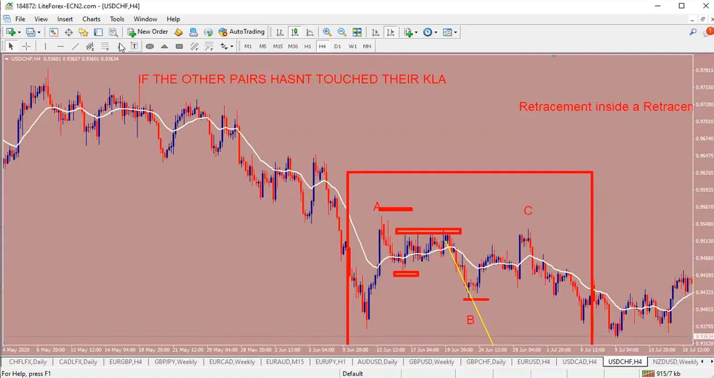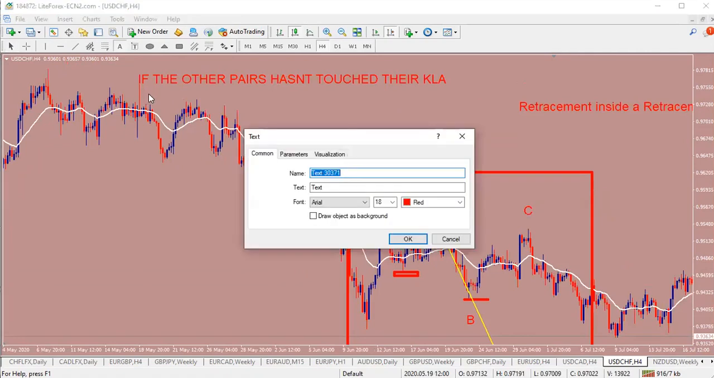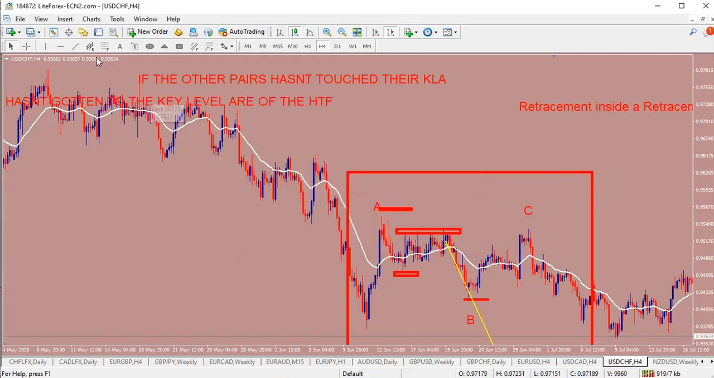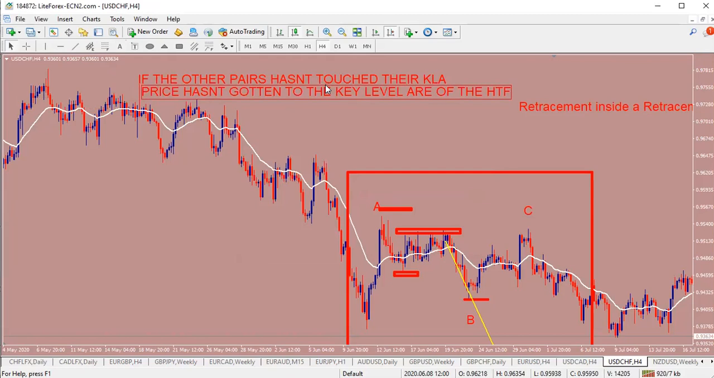Now, the second scenario is this. Price has not gotten to the key level area of the higher time frame. Now, if price has not gotten to the key level area of the higher time frame, that means if the key level area is this particular zone here on the higher time frame, and price has not touched this level, it will have to do what? It will go back to touch it, and that is why we are having this. Are you getting it?